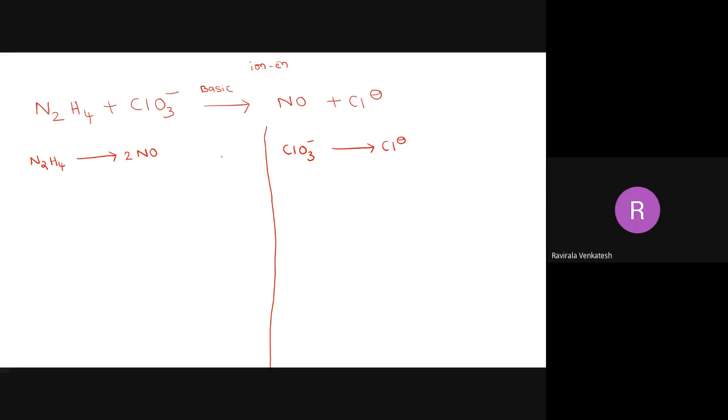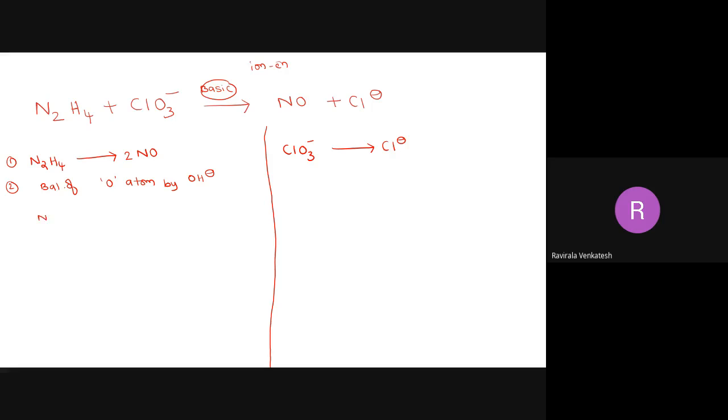Now here, first of all, next step. Step number 1 is completed. Step number 2, what happened? Balancing of oxygen atoms by using what? OH minus, because it is a basic medium. In acidic medium, you take water, but here it is a basic medium, you take OH minus.